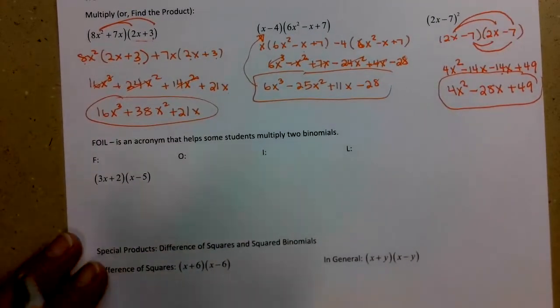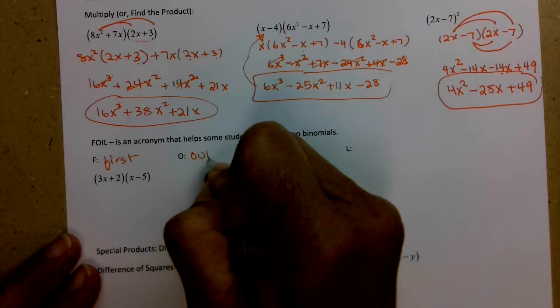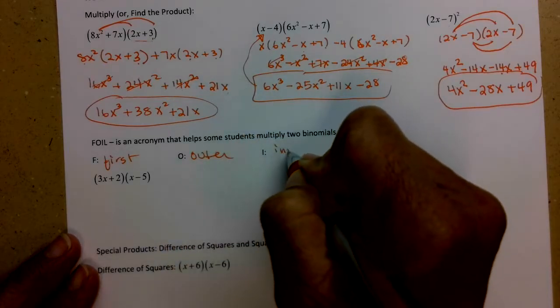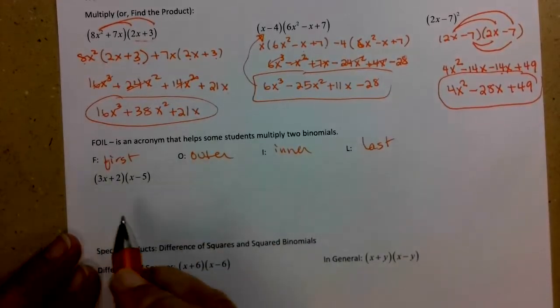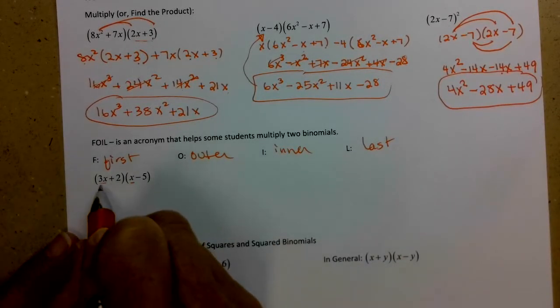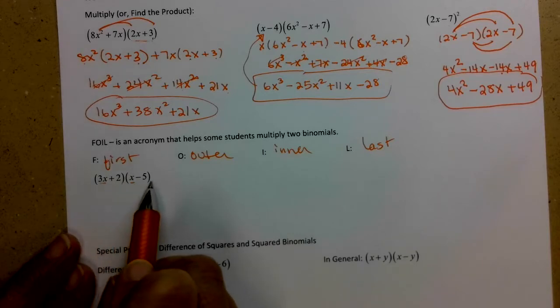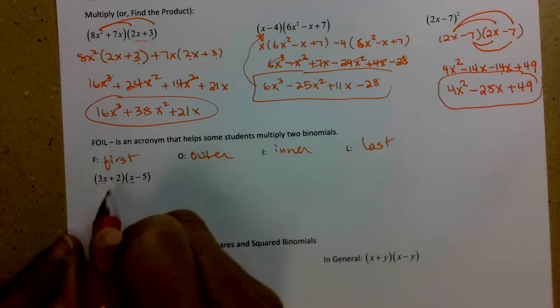Okay. So FOIL stands for first, outer, inner, and last. First means you multiply the two things in the first positions. So in this case, I have 3x plus 2 times x minus 5. My two firsts are 3x and x.